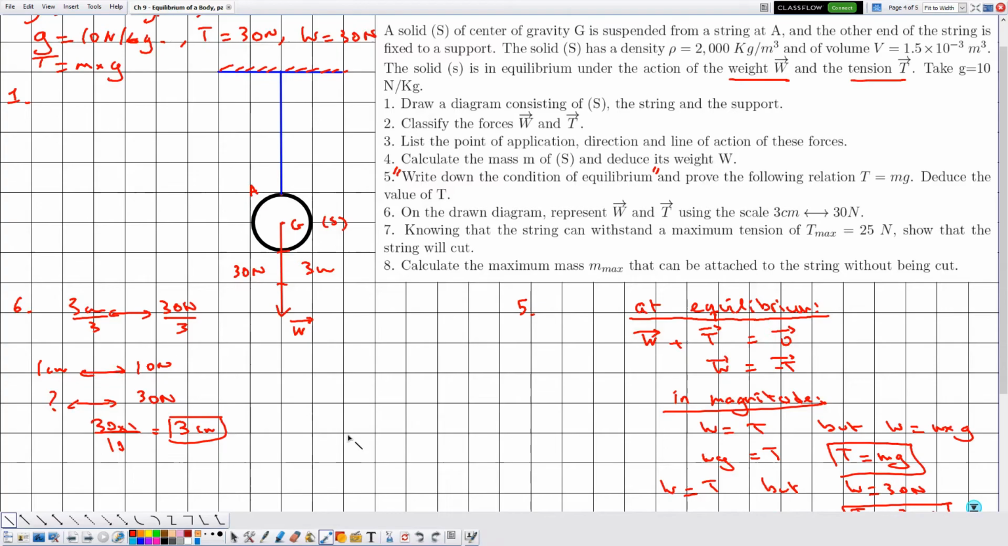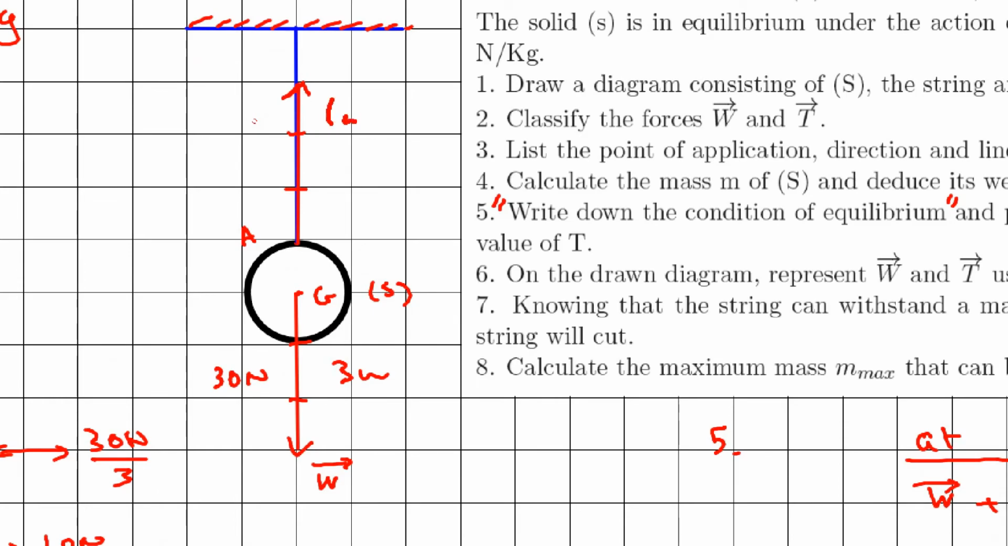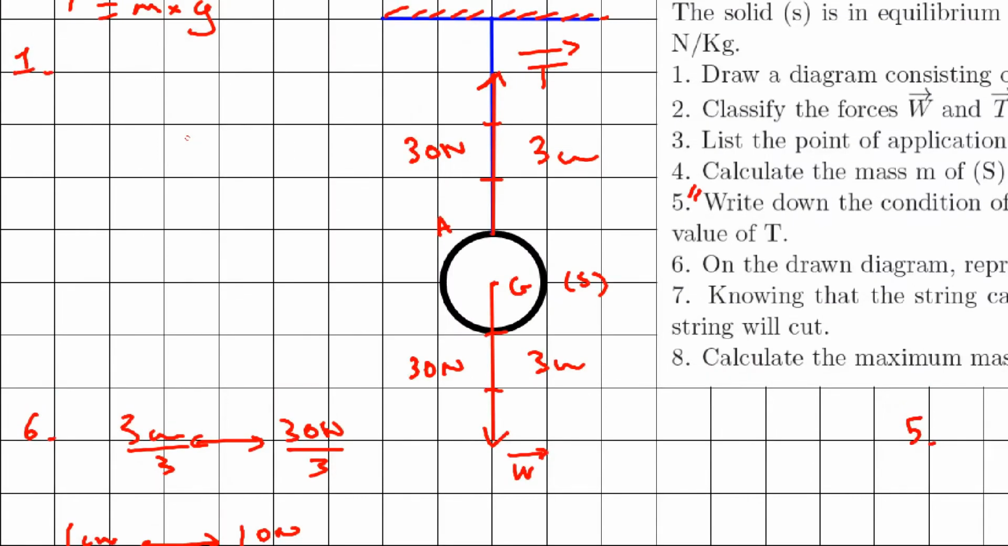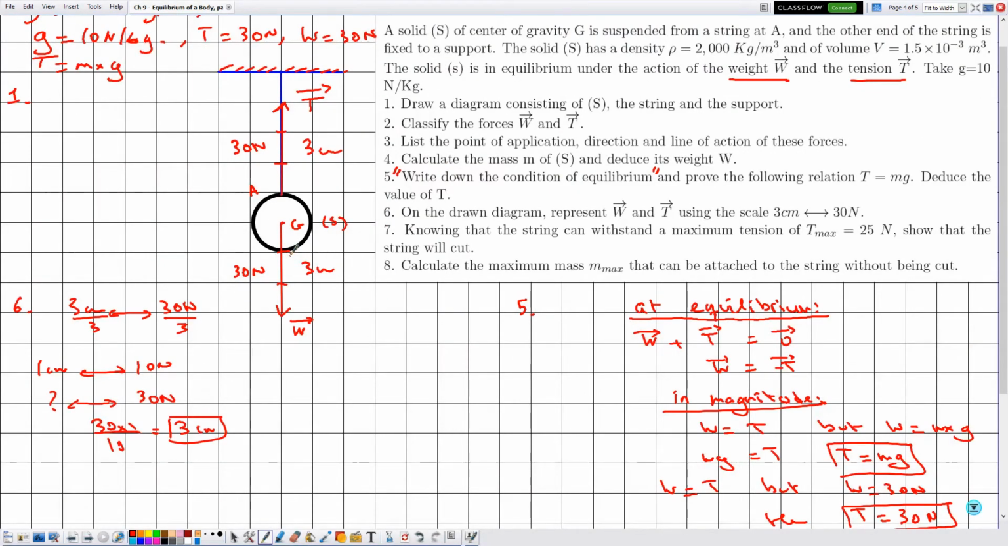As for the tension T, we know it's acting at the point A vertically upward along the string. So here the divisions, in order to stress that this is 1 centimeter, this is 1 centimeter, this is 1 centimeter, which add up to 3 centimeters, corresponding to 30 newtons according to this scale, and the name of the vector is the tension T. And as you can notice now, referring to this diagram, it's clear that the solid S is at equilibrium because the forces T and W have the same line of action, opposite directions, and same magnitude, which is the same length.